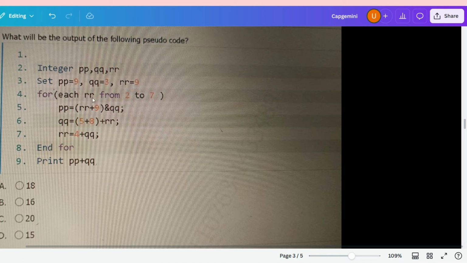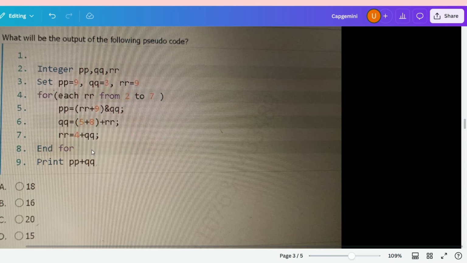This equivalent Python programming will be for r in range 2 to 8. Just remember that and try to solve it. P is initialized, Q is initialized, then R is initialized, then end for, and print P plus Q. So I hope you understood. Let me just solve it, and I hope you will cross verify or you have already solved it.